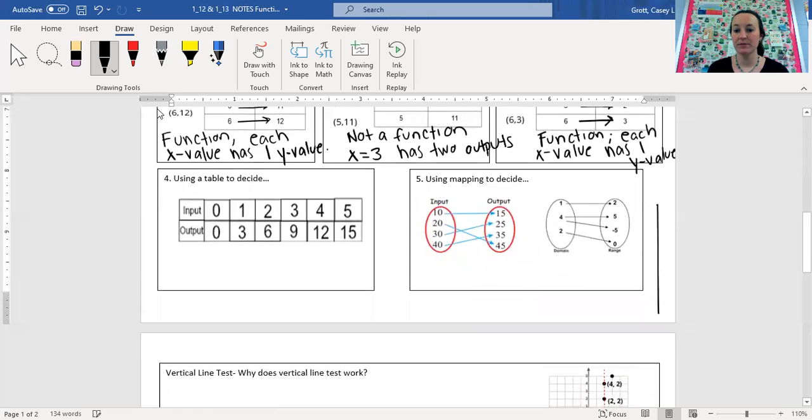We're going to look at one other table. Input, remember that's X for my domain. Output, Y, my range. Do my X's repeat? 0, 1, 2, 3, 4, 5. They do not repeat. Each X value only goes to one Y value. This is a function. Each X value has one Y value.